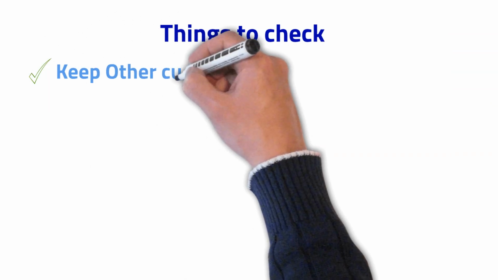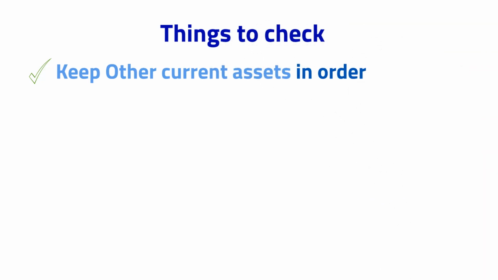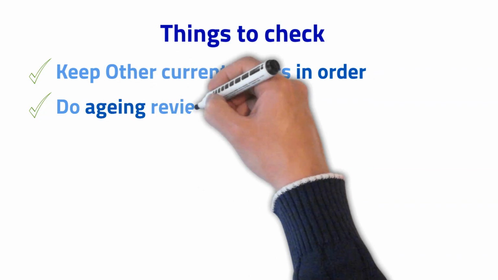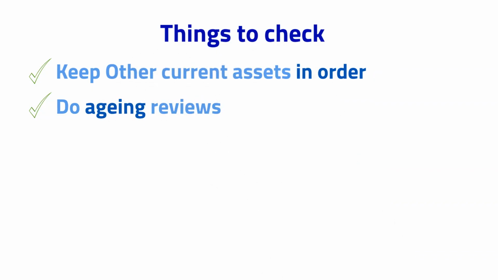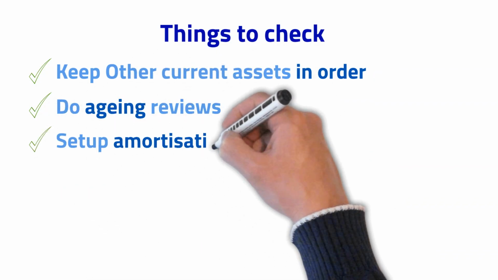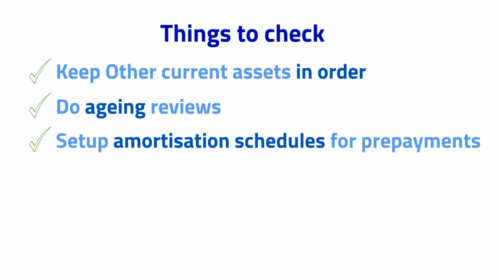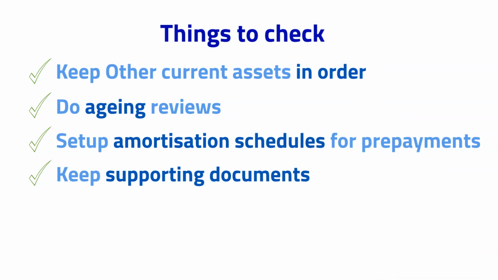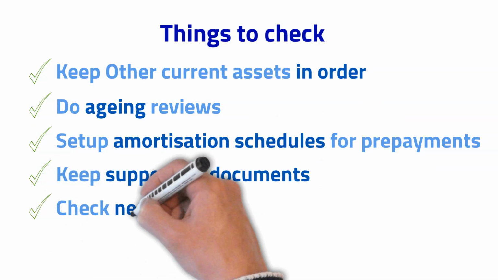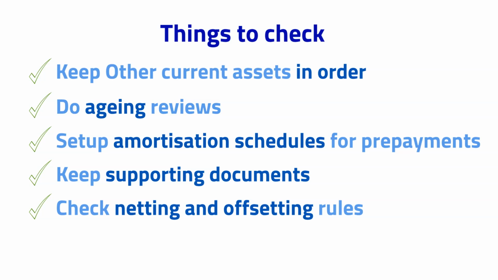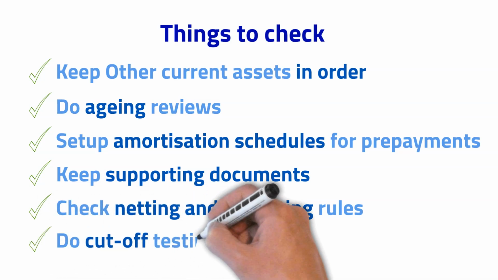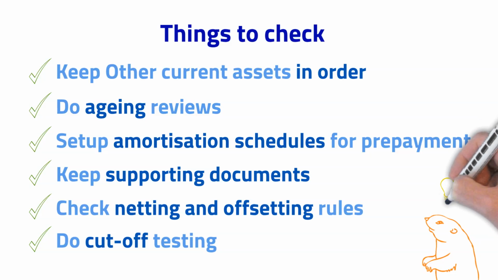Treat other current assets like a kitchen drawer. Clean it regularly. Do aging reviews for VAT receivables, supply advances and contract assets. Set up expense schedules for prepayments with monthly amortization. Keep supporting documents for deposits and claims. Netting and offsetting rules. Know which tax receivables can be offset and when. And do cut-off testing at month ends so costs do not pile up in prepayments by mistake.